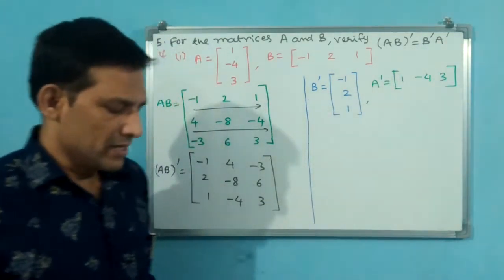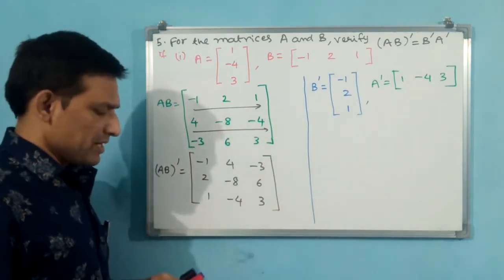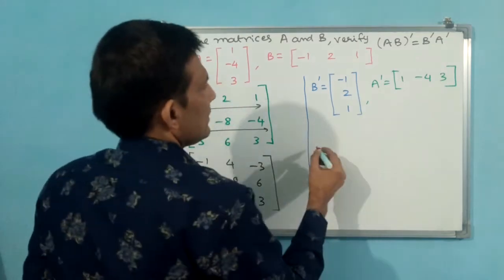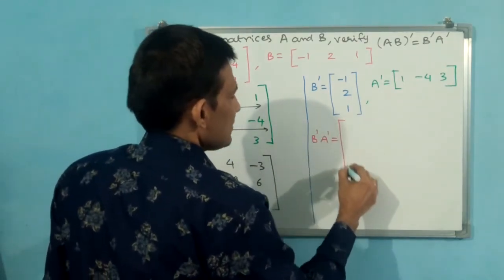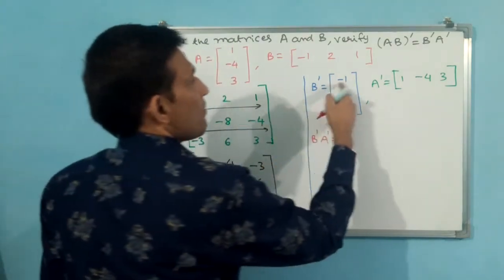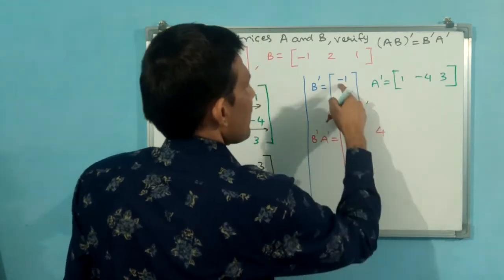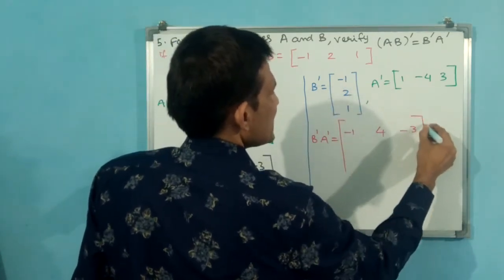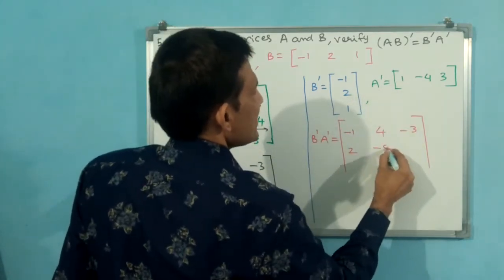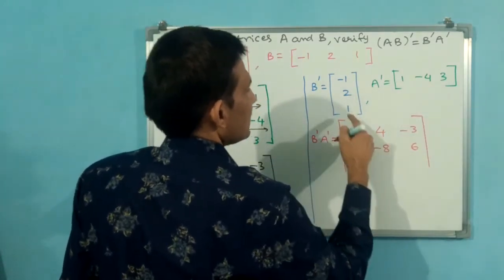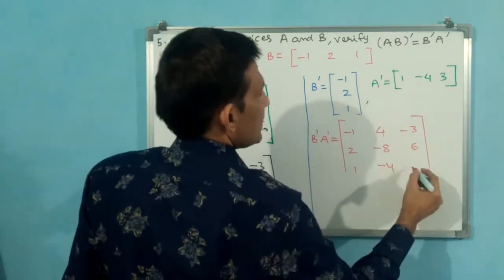Both you have to multiply. Let us do the multiplication. Like here, a bigger multiplication is going to come. Let us do it. B transpose A transpose is equal to, okay, you see, minus 1, plus 4, minus 3, 2, minus 8, 6, 1, minus 4, 3.